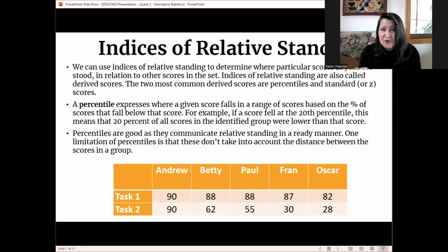Okay, so now that we've covered those, we can start talking about how specific score values stood in relationship to the scores of the group as a whole.